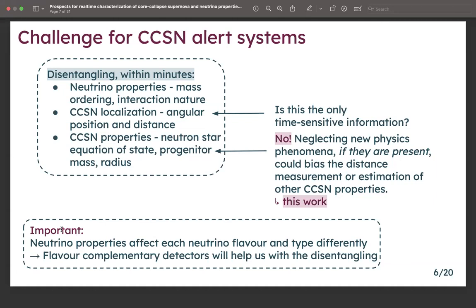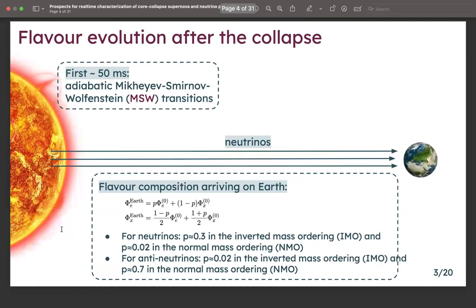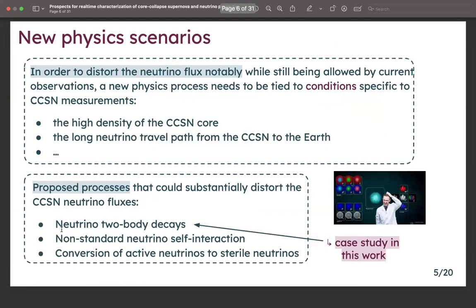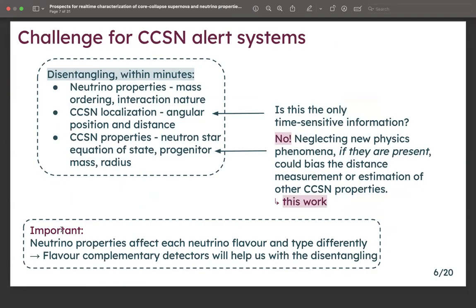And one important detail to keep in mind is that depending on what the true scenario is, this can affect each neutrino flavor and type differently. So the things I showed here at the very beginning. So what happens to electron neutrinos and muon and tau neutrinos can be different. And this is where the flavor complementarity of different detectors comes into play.